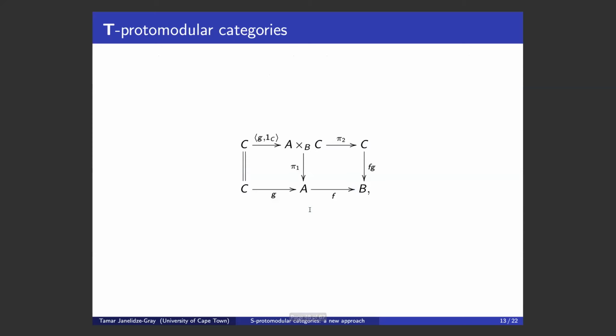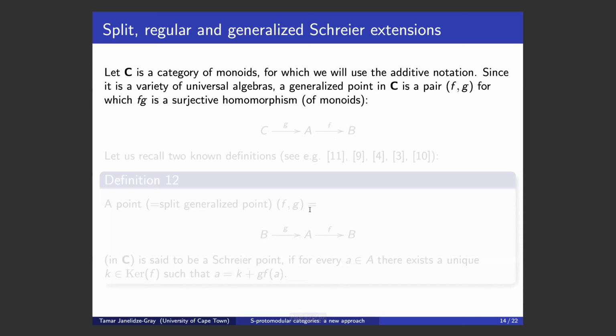All right, so now I think we are ready to move on to the category of monoids, and we're going to see how that theorem helps us to find the connection between split Schreier epimorphisms, regular Schreier epimorphisms, and what we also introduce, generalized Schreier epimorphisms, and how those three are all related to each other using the theorem that we've just mentioned.